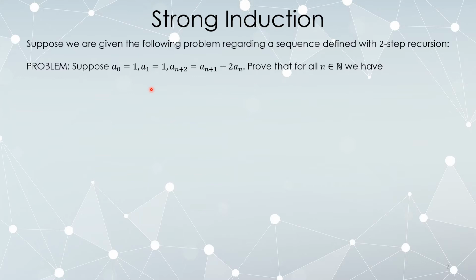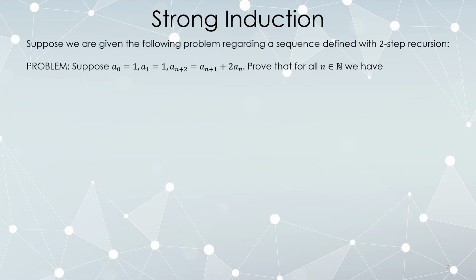a sub 0 is given to be 1, as is a sub 1. a sub 1 is also 1. Once you get past index 0 and 1, you compute the next term of the sequence by taking the term before it plus 2 times the term before that.